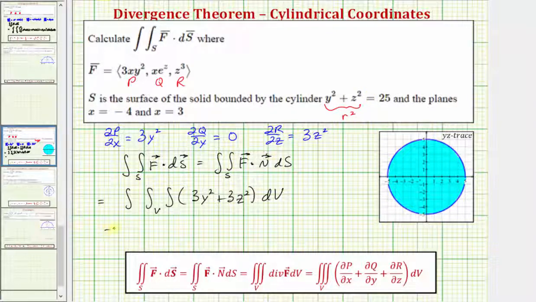So this triple integral is equal to the triple integral of, well, if we factor out 3, we're going to have 3 times the quantity y squared plus z squared, which would be 3r squared. Then again, dV is equal to r dx dr d theta. The limits of integration for x are going to be from -4 to 3. We can use the yz trace if we need to help us find the limits of integration for r and theta. The limits of integration for r are from 0 to 5, and for theta it's from 0 to 2 pi. Let's go and evaluate this on the next slide.